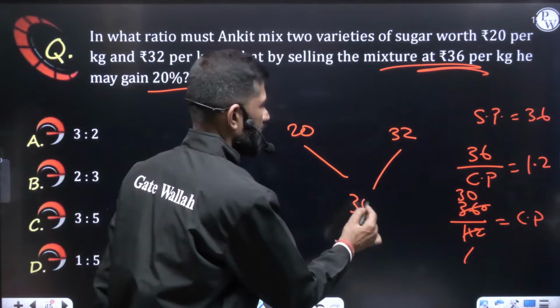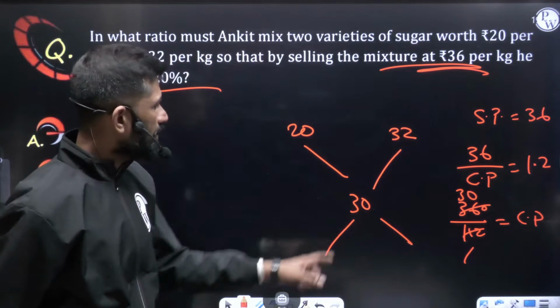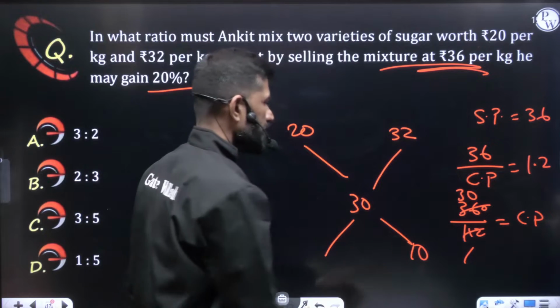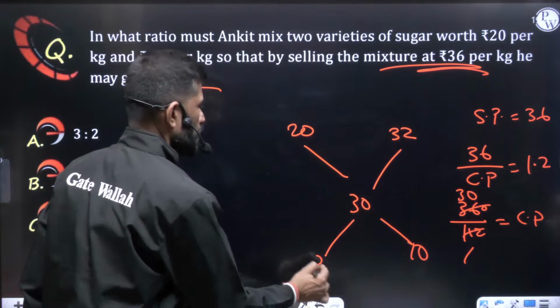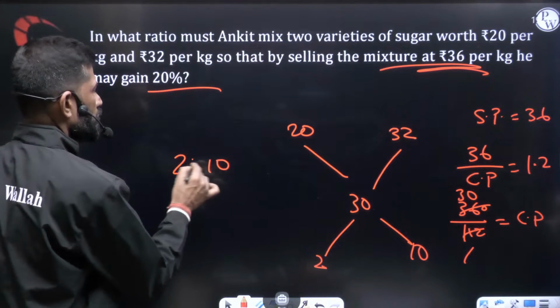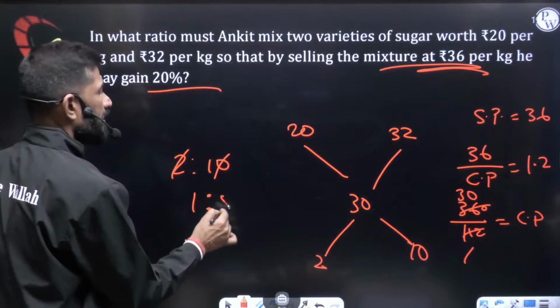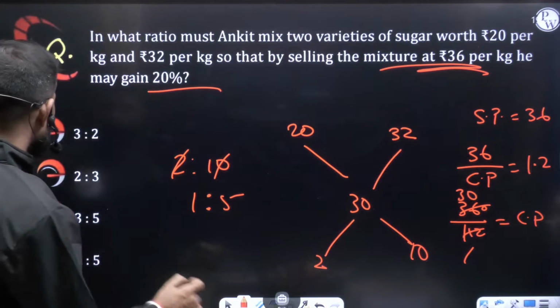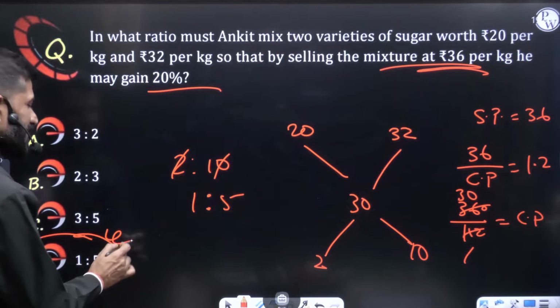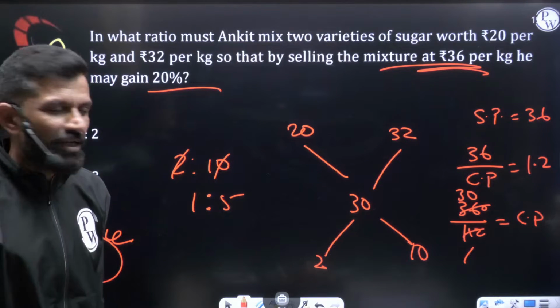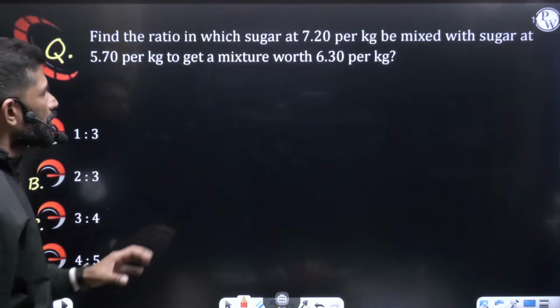So 30 in the middle, the difference on both sides, the difference is the ratio. 30 minus 20, if I am not wrong, 10. 32 minus 30, it is 2. So it should be mixed in the ratio of 2:10, which you can further cancel and say it should be mixed in the ratio of 1:5. That is given in option D. As simple as that. So this alligation rule will be useful to you in so many places.